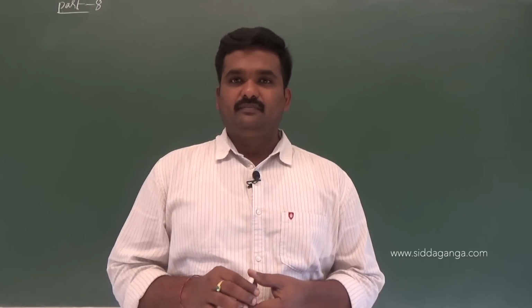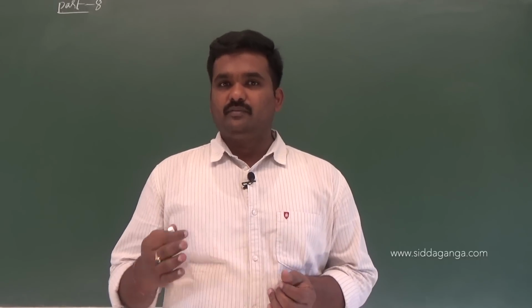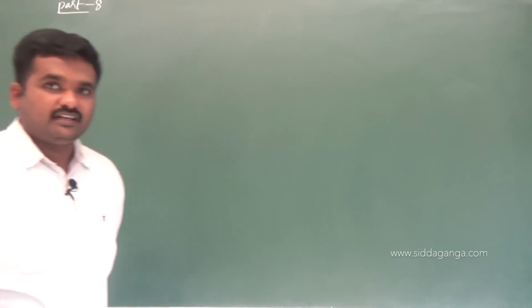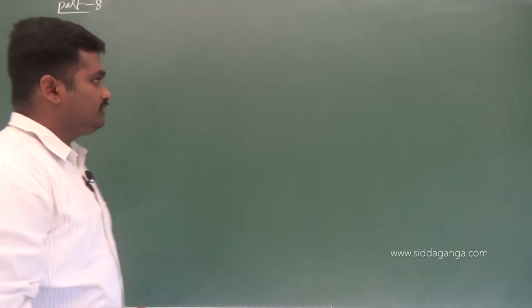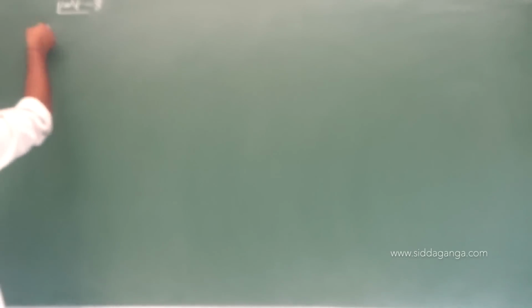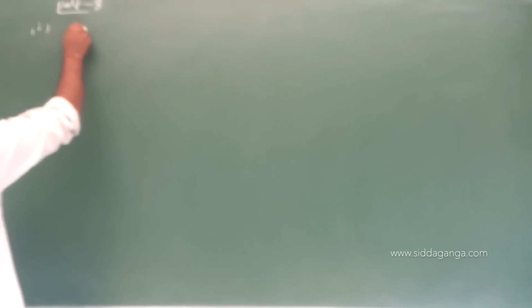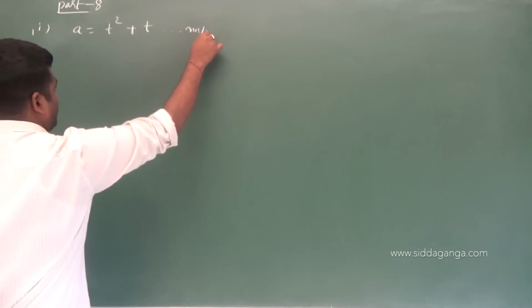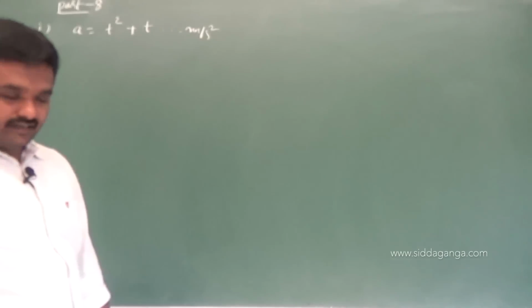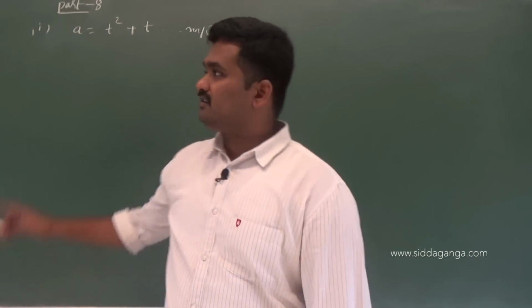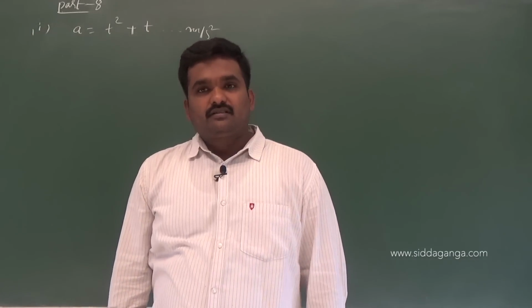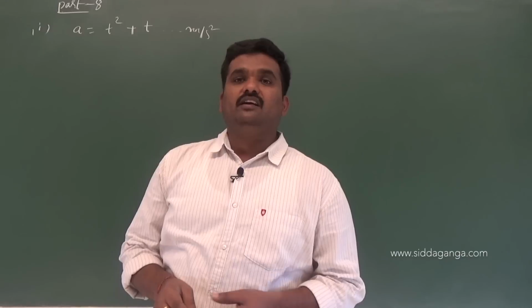These are based on integration, and how we have to solve for the required parameters. Yesterday we took the variation of velocity with time. Now I am going to say variation of acceleration with time, like acceleration varying with time according to the relation t square plus t, so many meter per second square. Now they are asking to find out the change in velocity.